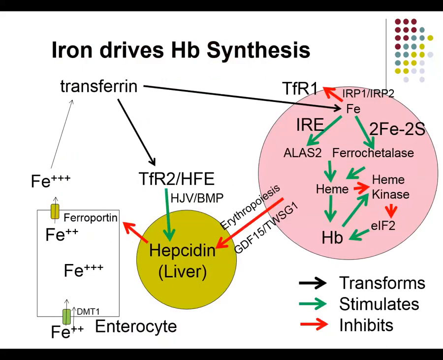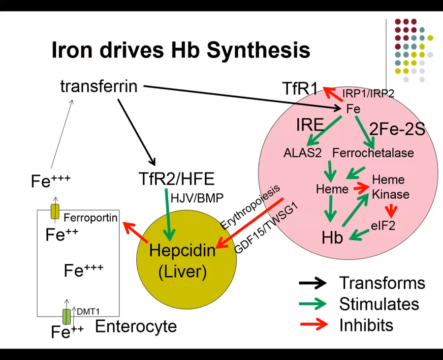Now, this figure provides an overview of iron metabolism from a hematology perspective. Iron enters the body through the enterocytes in a process that's regulated by ferroportin and hepcidin. Iron is transported to the hepatocytes and erythrocyte precursors by transferrin. And then iron is transported into the erythrocyte precursors by the transferrin receptor 1. It is first incorporated into the protein ferrochelatase and activates the transcription of ALAS2 because of the presence of an iron-responsive element in the gene structure.